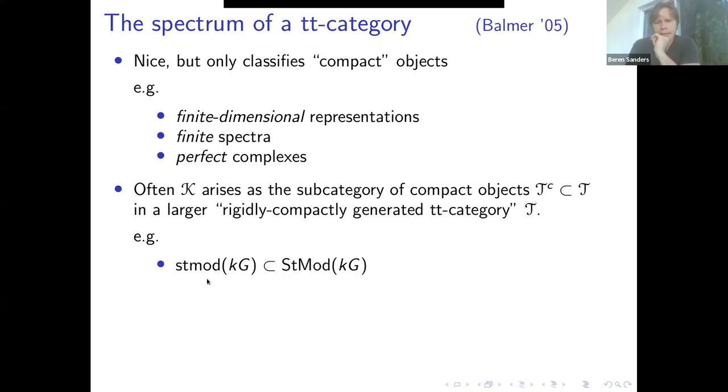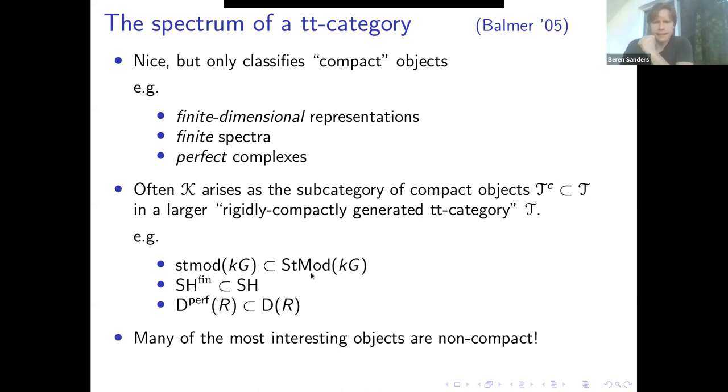So for example, the stable module category of finite dimensional representations sits inside the large stable module category of arbitrary representations, not necessarily finite dimensional. Similarly, the stable homotopy category of finite spectra sits inside the full stable homotopy category of all spectra. And similarly, the derived category of perfect complexes sits inside the plain unbounded derived category of arbitrary unbounded complexes of R modules. And so all of this story I've just been talking about has been sort of classifying the objects of these small subcategories sitting inside these bigger categories.